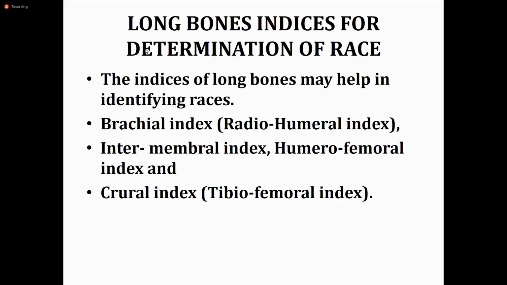Then come the long bone indices for determination. One more thing which I have to add, and it is not on the slide, is that while determining the race, you also see two more indices, that is the nasal index and the height index. The nasal index is calculated by the width of the nasal aperture divided by the height of the nasal aperture into 100. The height index is calculated by the height of the skull divided by the length of the skull into 100.